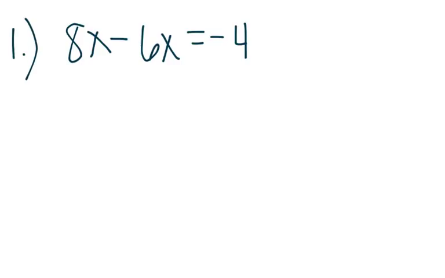So this is number 1 from last night's homework, multi-step equations. 8x minus 6x equals negative 4. So remember, we're always going to follow distribute, combine like terms, bring all variables to one side, then solve.